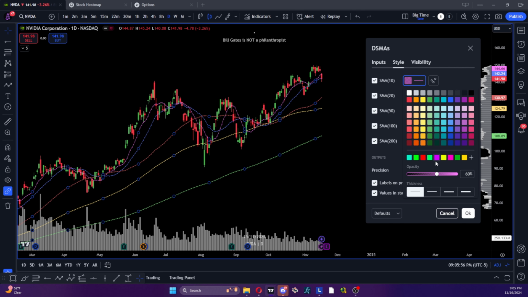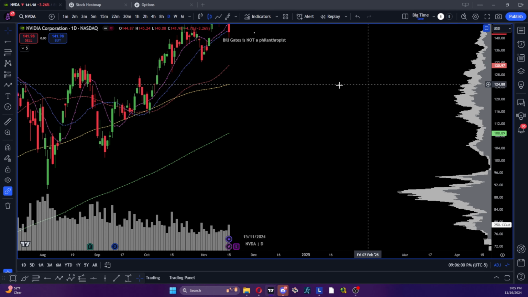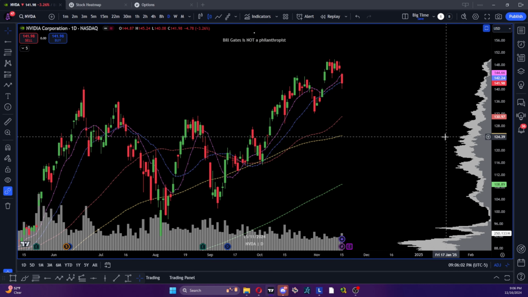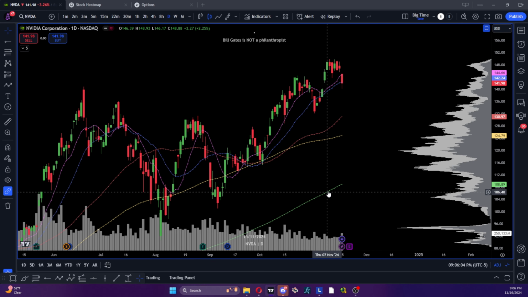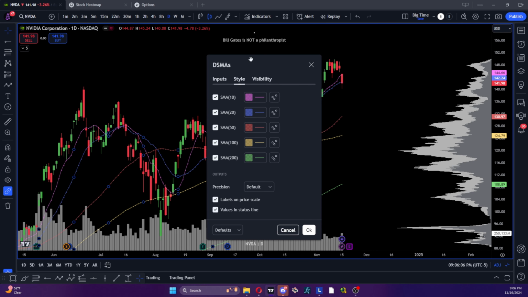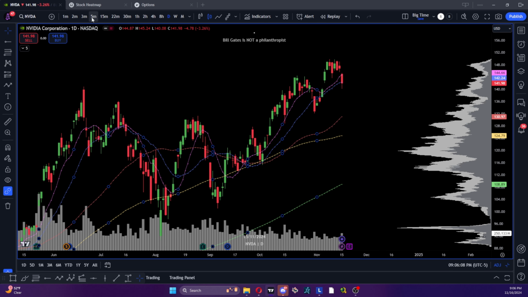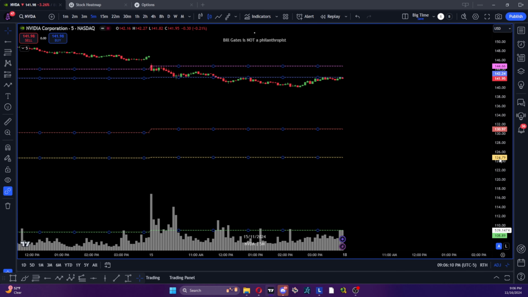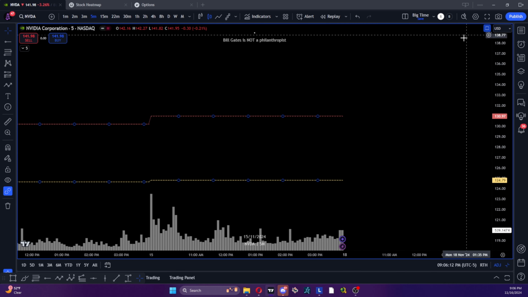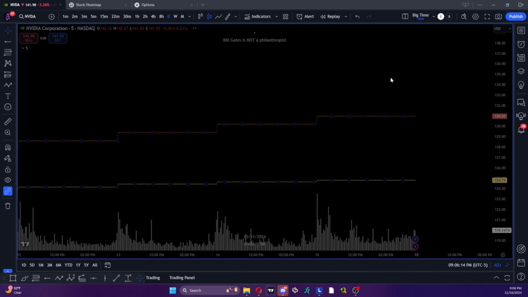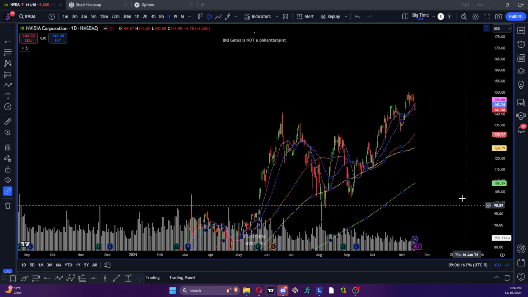Do you mind if you close that? Just look at that green line. You see how it's at 108.89? Now click on the 5-minute chart. And you see how it's at 108.89? So these just stay the same. These are major levels.